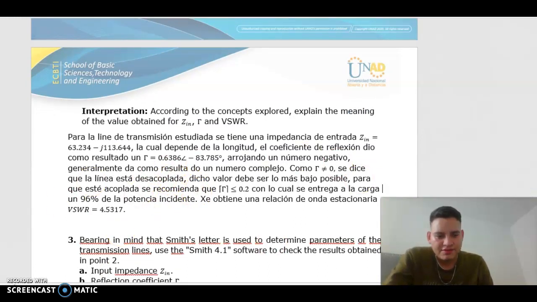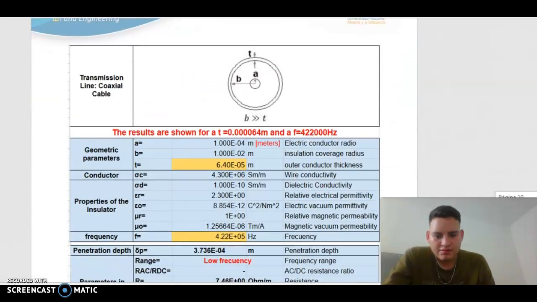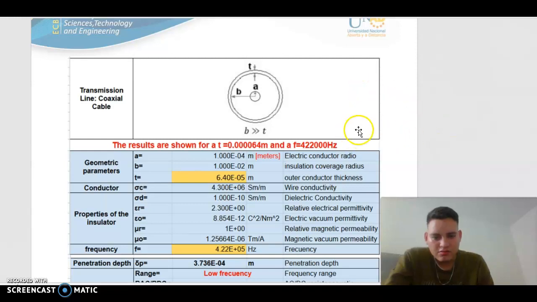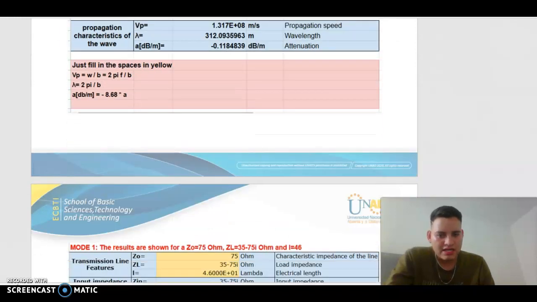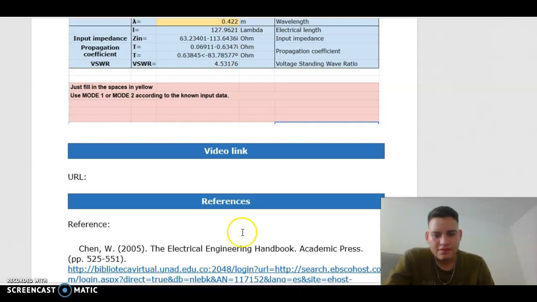This is the interpretation of the exercises, for example, the results of the transmission coaxial line cable. Thank you.